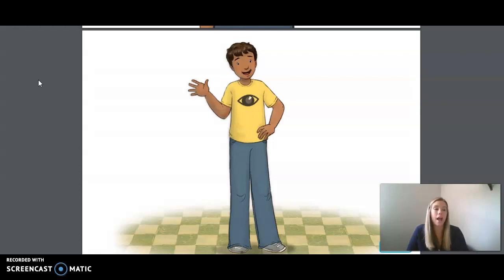Our first word is iris, which is eye color. Our second word is wondrous, which means amazing, miraculous, or awesome. Our next word is lens, which is the small, flexible part of the eye that focuses light to produce an image. Our next word is pupil, which is a small black opening in the center of the colored part of the eye that controls how much light can enter.